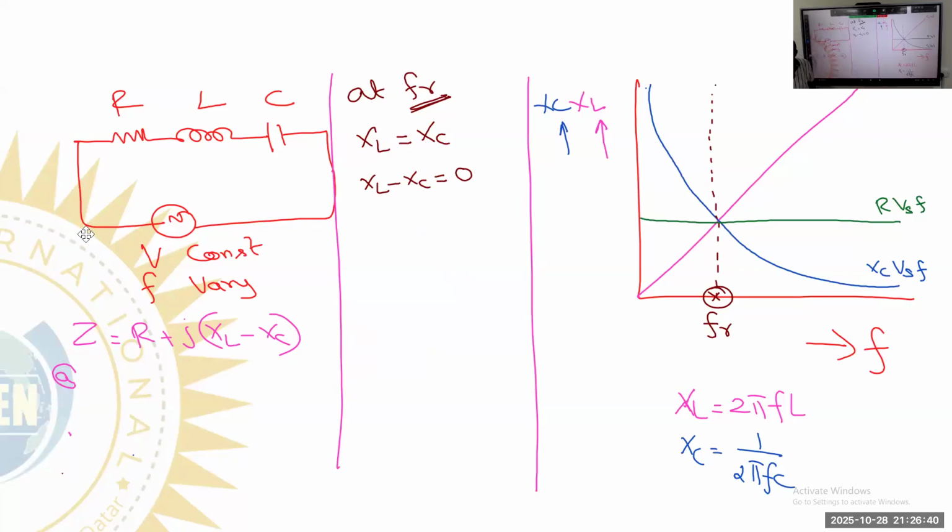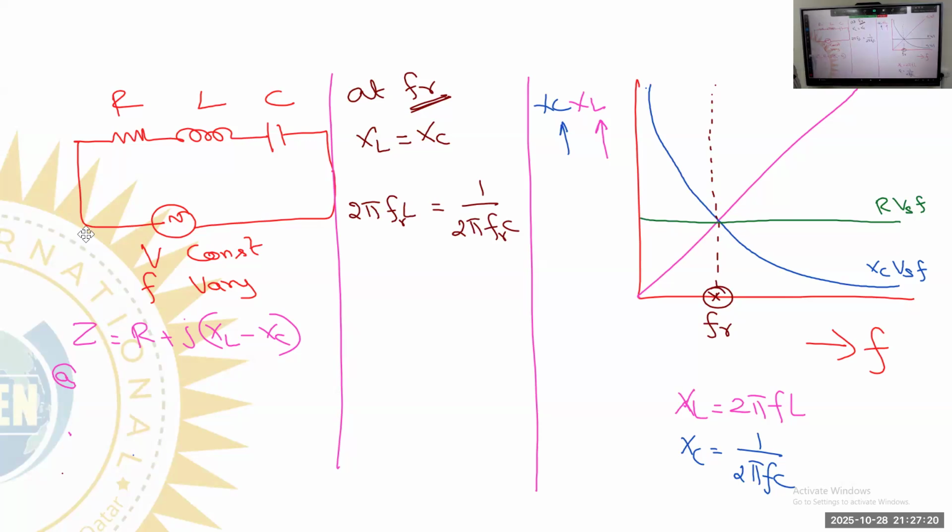Okay. At this frequency FR, how to find this frequency? So what is the formula? XL is equal to XC at this frequency. What is the XL? 2 pi FL. What is the XC? 1 by 2 pi FC. Correct? XL is equal to 2 pi FL. XC is equal to 1 by 2 pi FC. But here instead of F, I put FR.